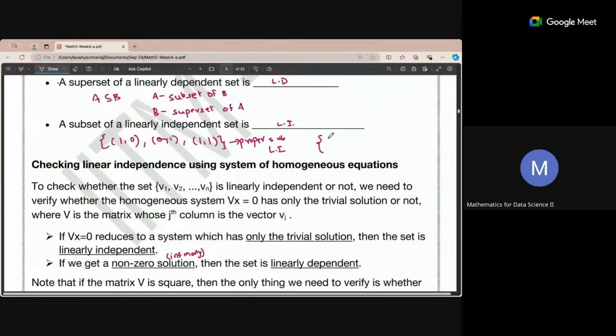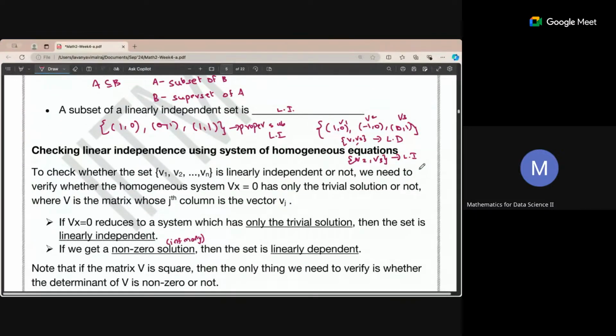But suppose you are considering, for example, 1 0, minus 1 0 and 1 0 1. Let us say this is V1, this is V2, and this is V3. Now suppose you are considering V1 and V2. Is this subset linearly dependent or independent? Dependent. Now what about V2 and V3? Independent. So a subset of a linearly dependent set may be linearly dependent or may be linearly independent. We cannot guarantee anything. You have to just look at the set and decide. All right.